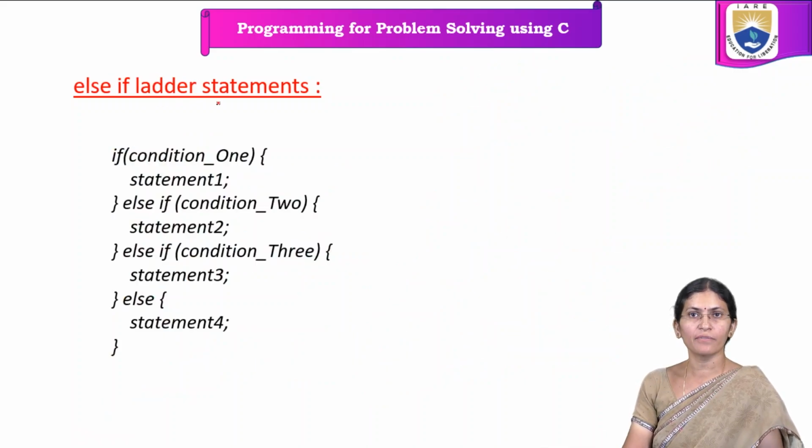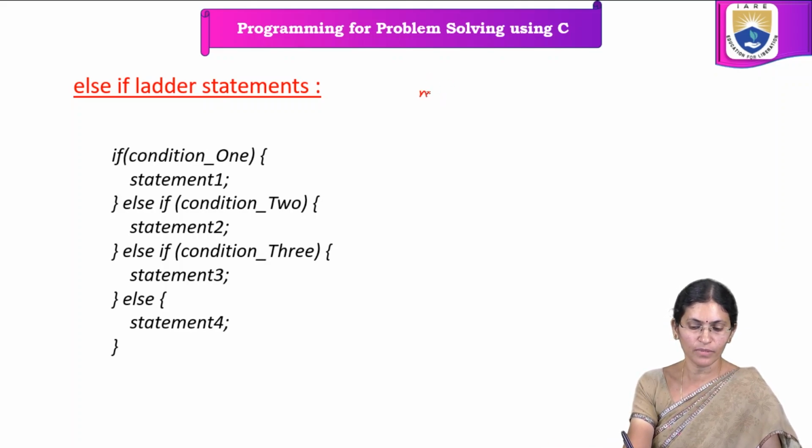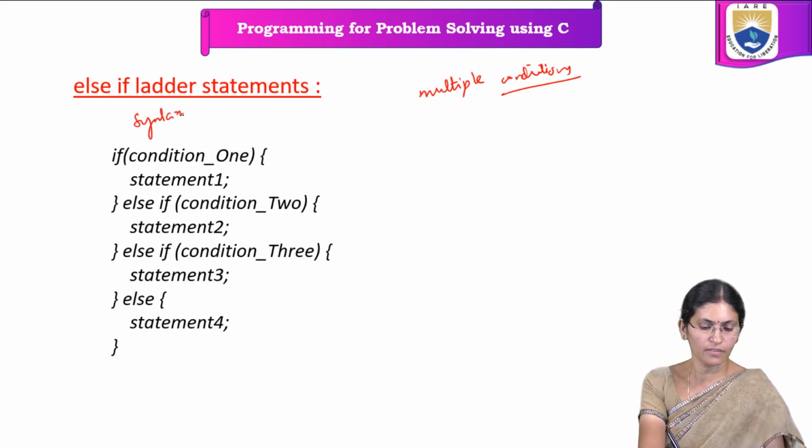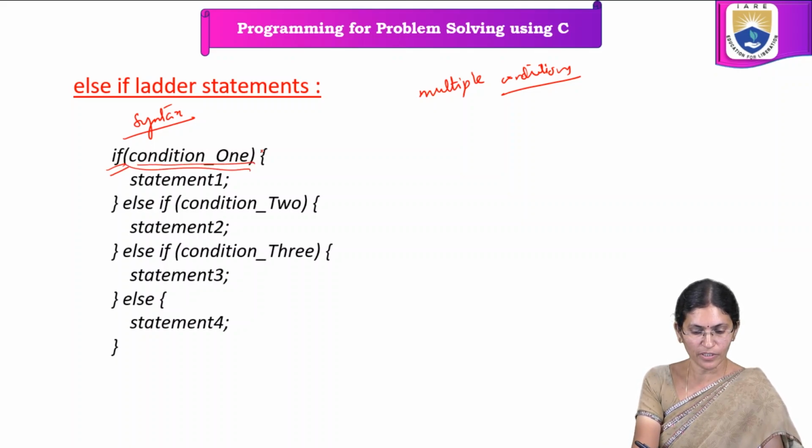Next one is else if ladder statements. When in the program we need to check multiple conditions, there we can use else if ladder statements. So let us see the syntax first. Here the syntax starts with the keyword if, and then inside the brackets we have the conditional expression, that is given by condition 1.